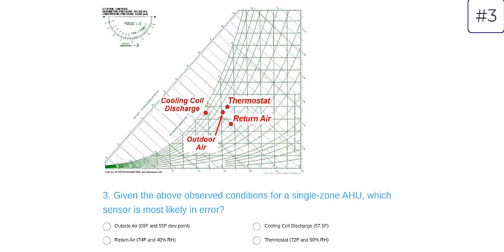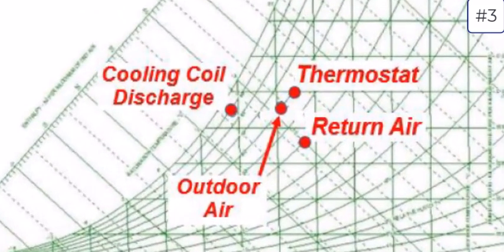Question 3 goes right into reading the psych chart and asks, for a single zone air handling unit, which of these sensor readings is most likely in error? So if we assume that the outdoor air condition is correct, we can imagine a process where we are cooling our air and following a horizontal line to the saturated condition at this cooling coil discharge point. So that would make sense.